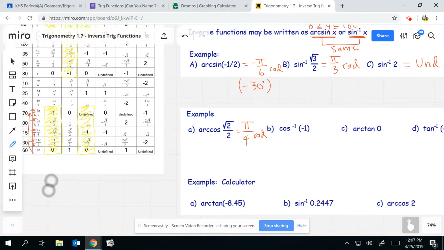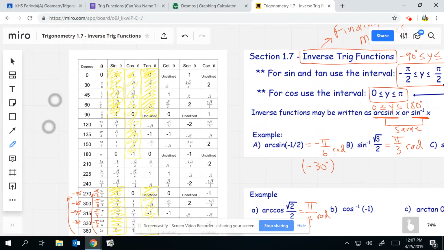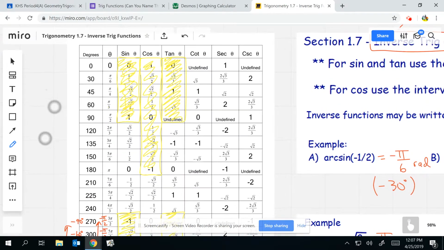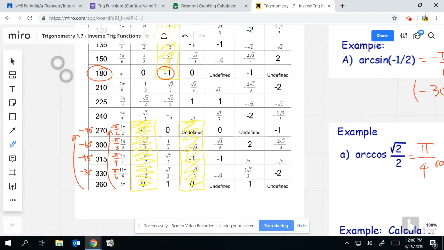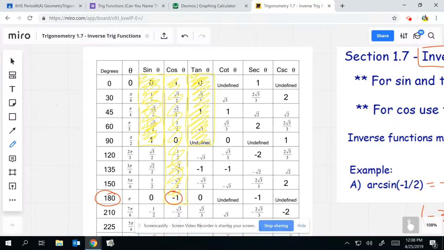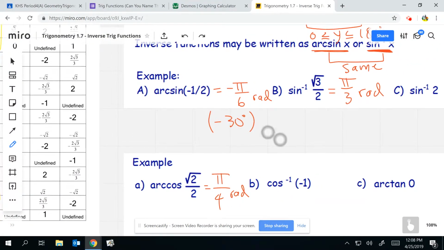Where is the cosine a negative 1? In the shaded area. Negative 1 in the shaded area right there, 180. There's your cosine, negative 1, and it's in the shaded area. I think that's actually the only negative 1 on there. Yeah, that's the only negative 1. So that would be pi radians.